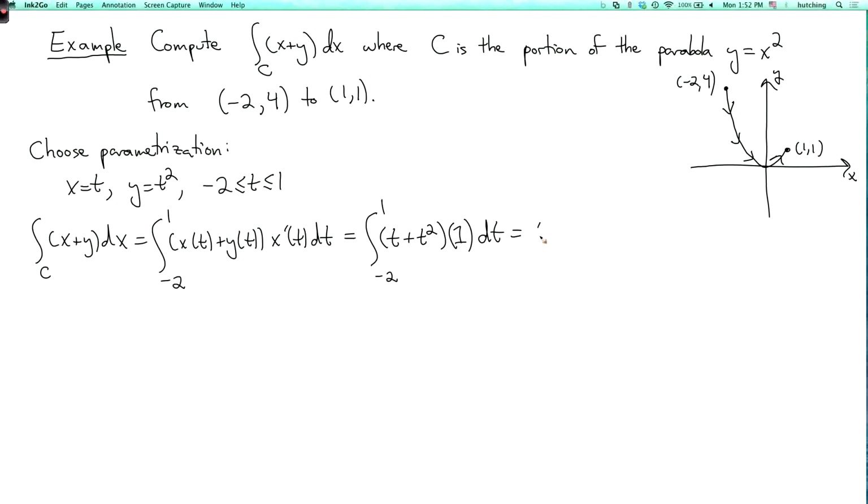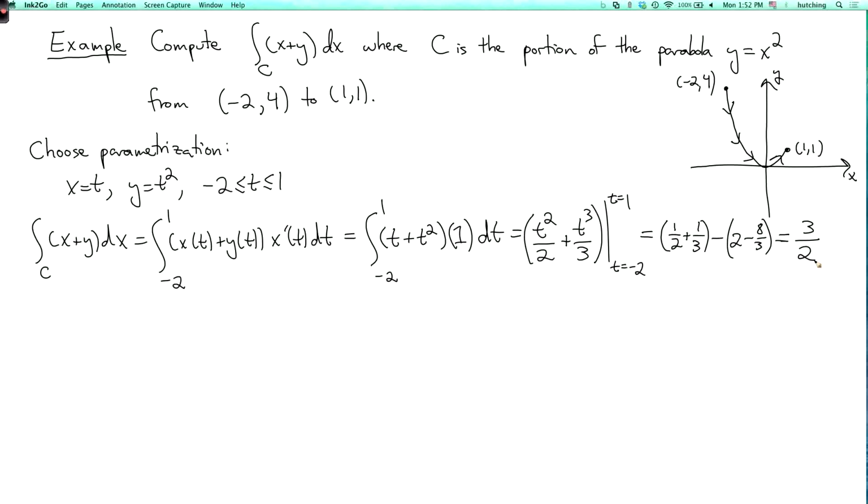So when we integrate this, we get t squared over 2 plus t cubed over 3, evaluated at t equals 1, then t equals -2. So at t equals 1, I get a half plus a third. And at t equals -2, I get 2 minus 8/3. So this is 5/6 plus 2/3, which is 9/6 or 3/2. All right.